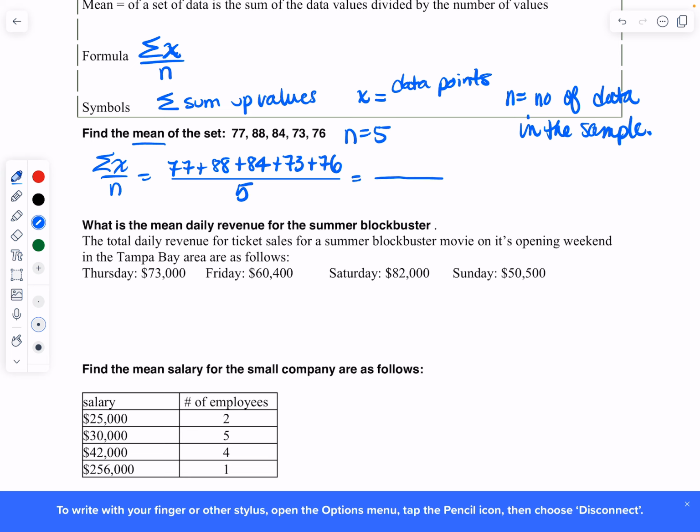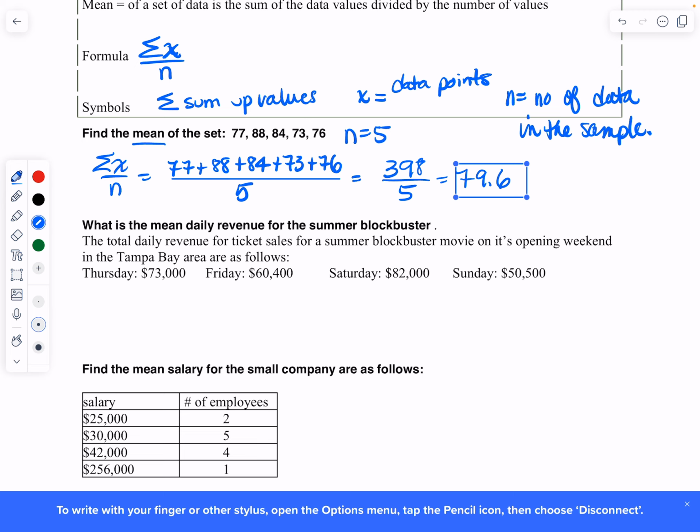Okay, so let's see what this equals. I'm going to use my calculator, so I'm going to grab that, and I'm going to punch in those values: 77 plus 88 plus 84 plus 73 plus 76. And what I get in the numerator when I add all those scores together is 398. And we're going to divide that by 5. So let me do that. Divided by 5, I get 79.6. That is the mean of this set. So that's the average of that set of data.